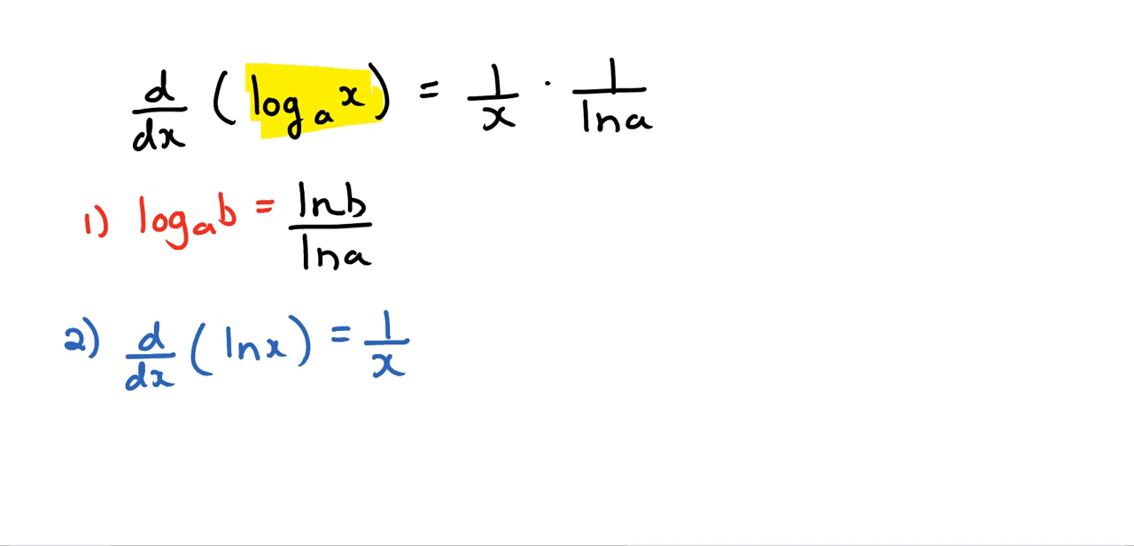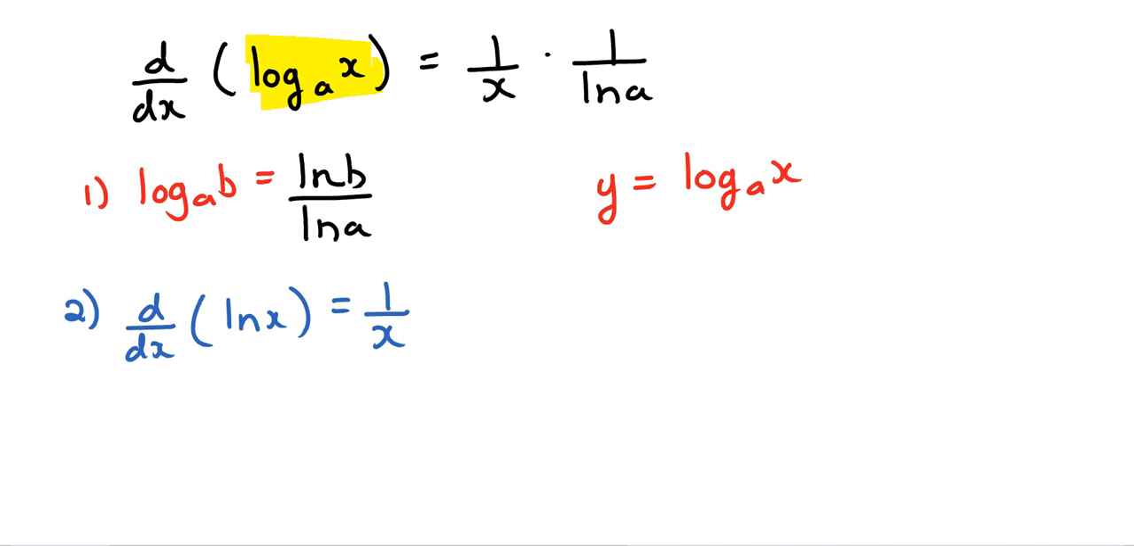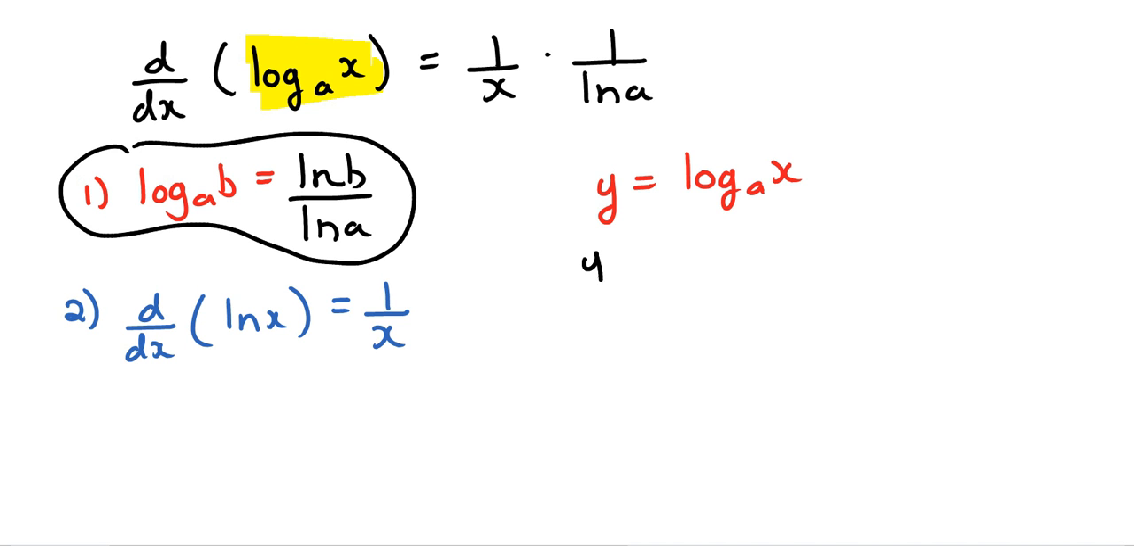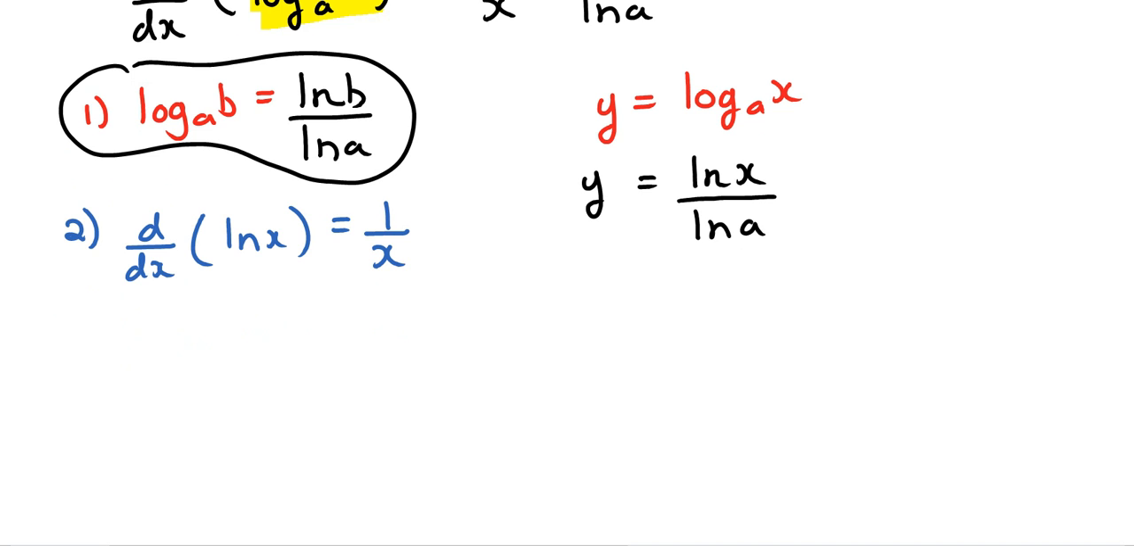I'm going to start off this problem not by using the chain rule, but by just saying, let's say y is the function. So there is my original question there, and then I'm going to go ahead and use property number 1 here, and that means y will equal ln x divided by ln a. So that's property number 1 in action there.